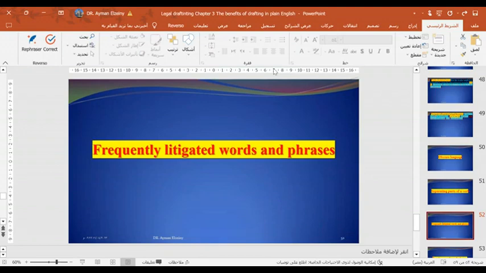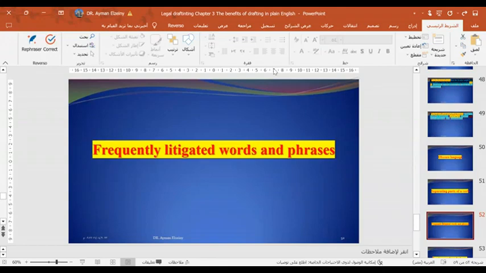For example, let us consider two examples familiar to the legal drafter. The first one, best endeavors. Second one, forthwith. Best endeavors is commonly used as an expression. Best endeavors is commonly used by contracting parties in contracts. Commonly used in contracts.